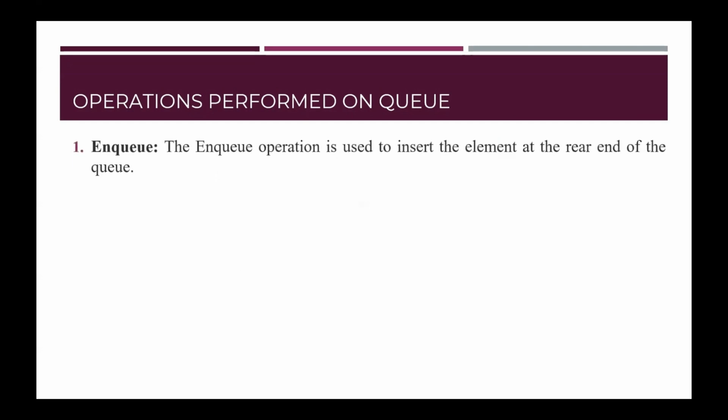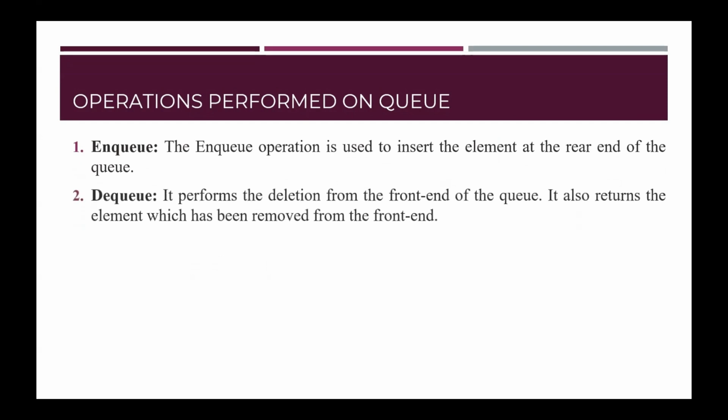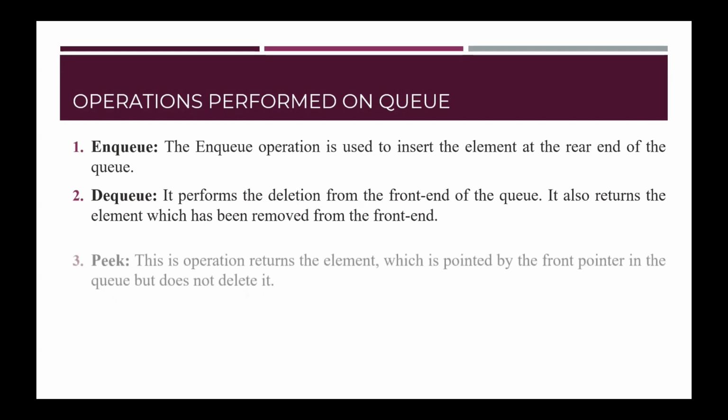The first operation is enqueue. Enqueue means inserting an element into the queue, and insertion is done from the end, which is called the rear end, or the tail of the queue. Dequeue means deleting an element from the front end of the queue. It also returns the element which has been removed. This is done from the front end, or head, of the queue.